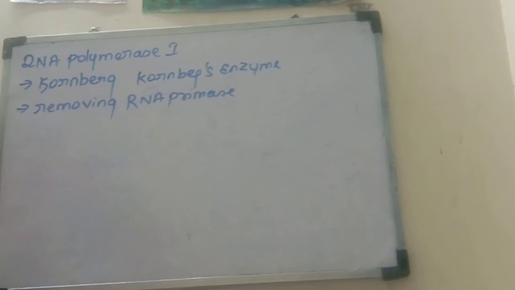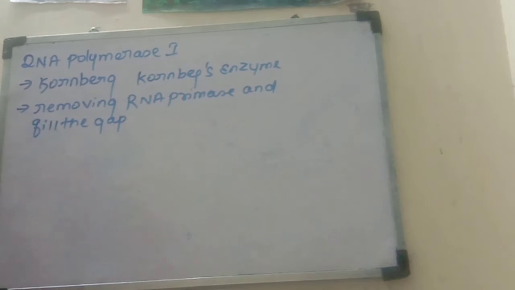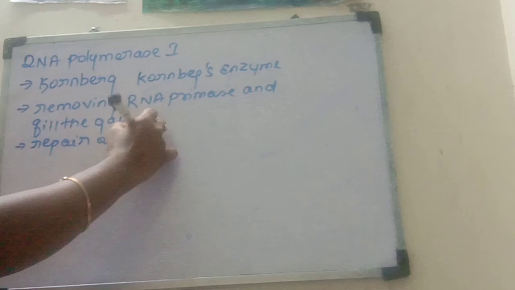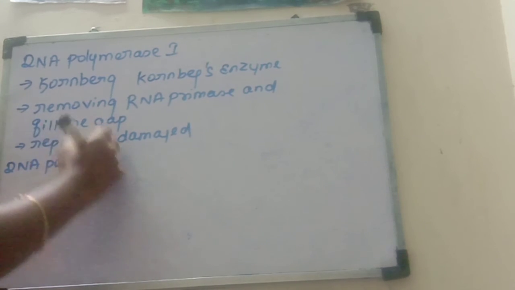This DNA polymerase 1 enzyme is used to remove RNA primer, and after removal there is a gap, so it is used to fill the gap also. Moreover, it participates in the repair of damaged DNA. So this is DNA polymerase 1. And DNA polymerase 2 enzyme, as I already told, is least reactive in the replication process, but it is helpful in DNA repair.